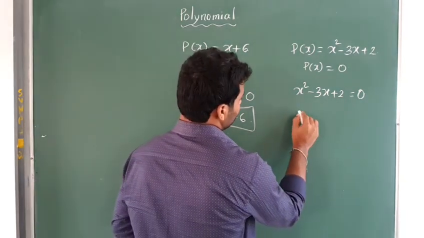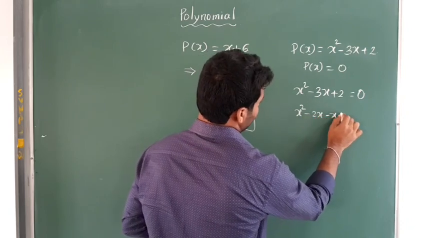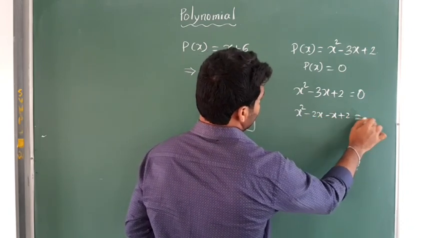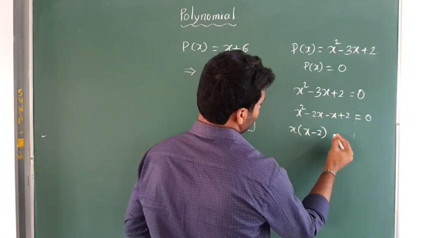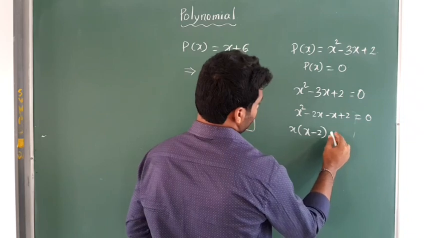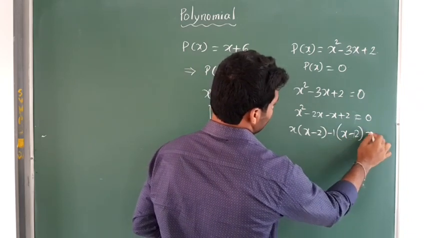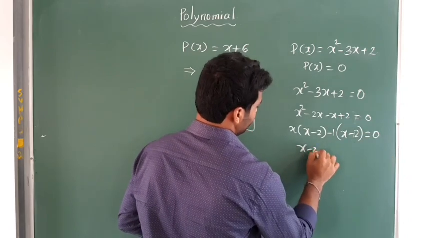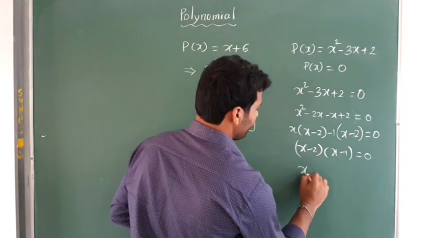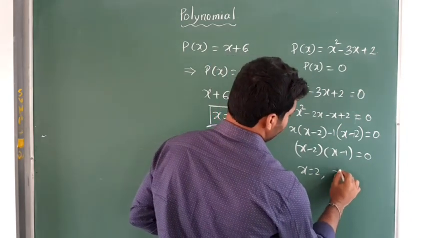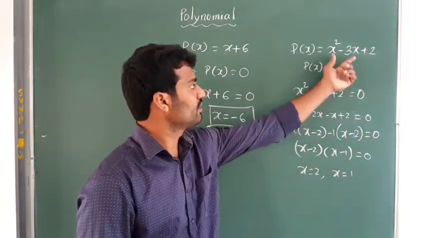So what you can do: x square minus 2x minus x plus 2 is equal to 0. x common, so x minus 2. Here, minus 1 common. So we take x minus 2 is equal to 0. x minus 2 is common, x minus 1 is equal to 0. Either x is equal to 2 or x is equal to 1. Clear or not? For these two values, the value will be 0.